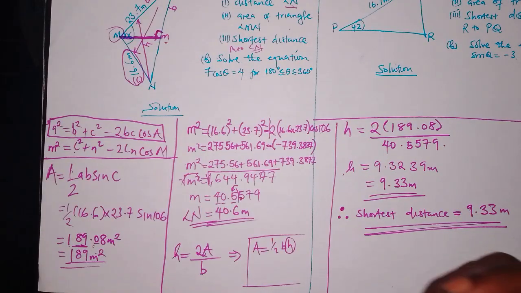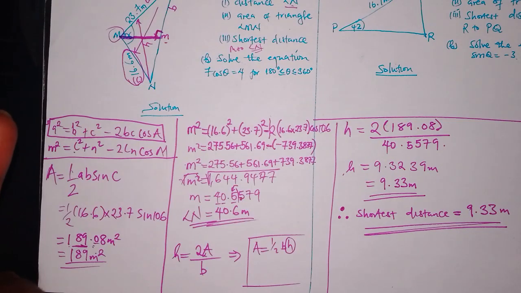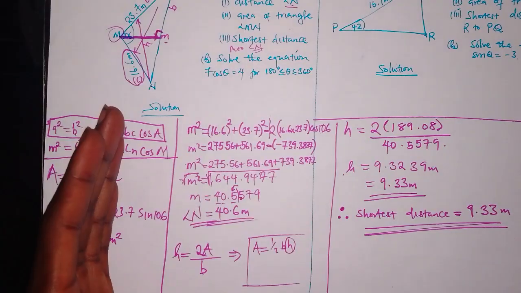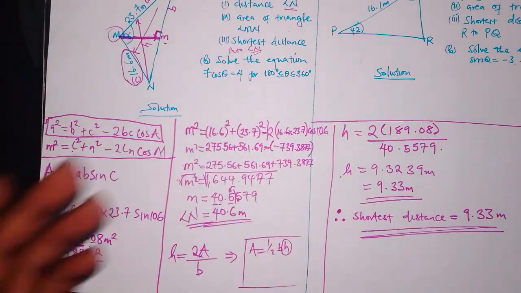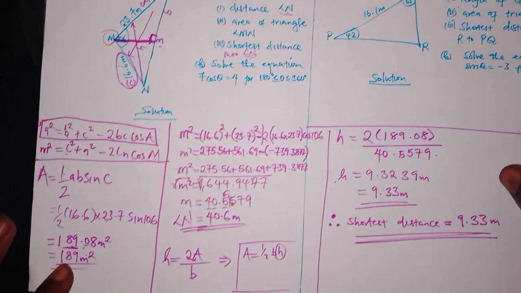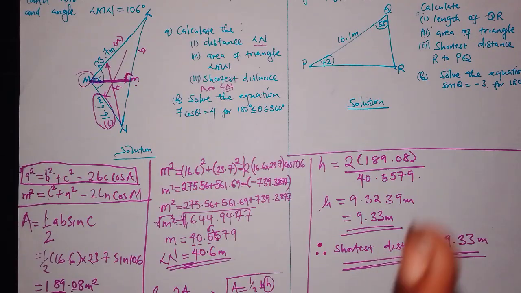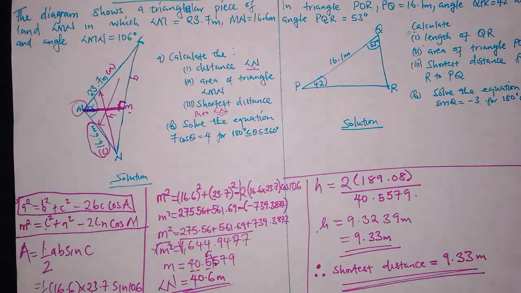I told you how you can identify when to use the cosine rule. If you have two sides and one angle, we use what is known as the cosine rule. I've explained how you can change the formula, how you can calculate the area, how you can find the side, and how you can calculate the shortest distance. So this is where my video ends. Be sure to also watch my part 2 video where I talk about the sine rule, and we finish this question which we have also left.